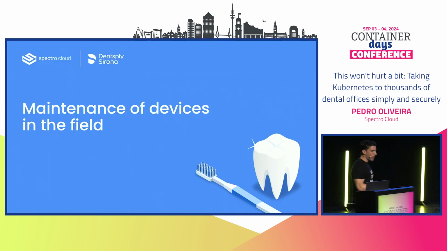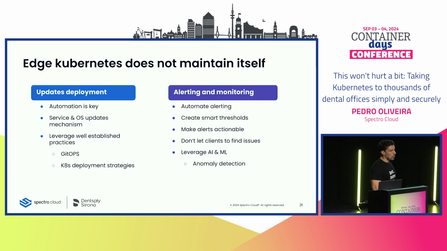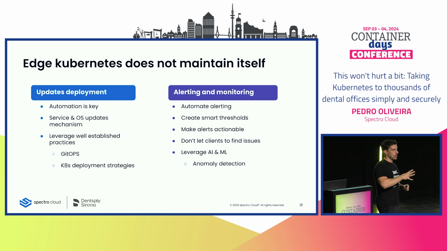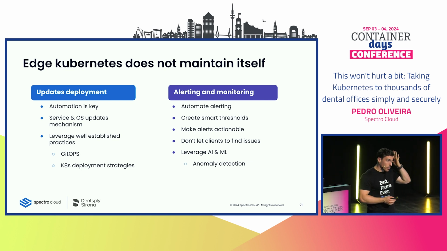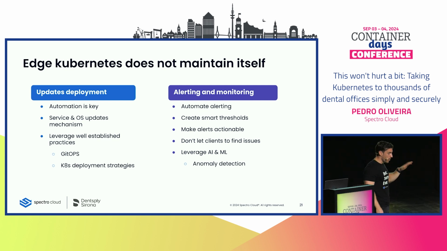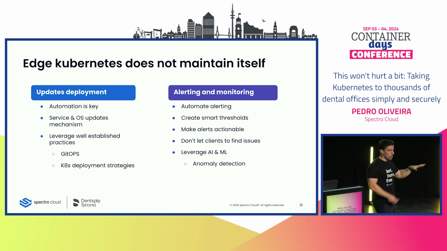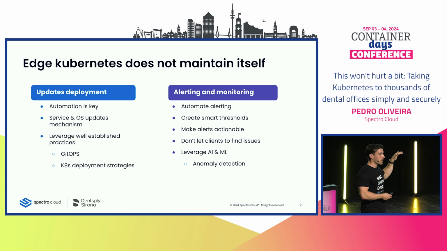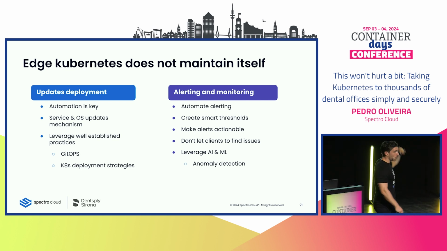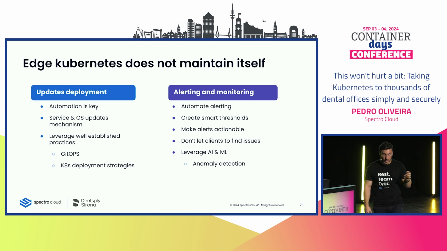Okay, so maintaining the devices in the field, which is again something else that, as I was mentioning before, is very, very important when you have such big scale, right? So, as I was saying earlier, Terraform and automation for them, absolutely first and foremost, right? So they're using automation to do all their deployments and pre-staging as well, and the operating system updates when it comes to the CVEs is also something that is super, super important. And again, they leverage all the GitOps and the Kubernetes deployment strategies.